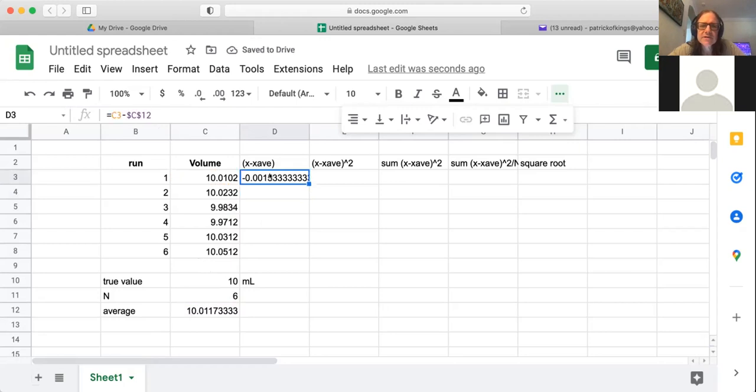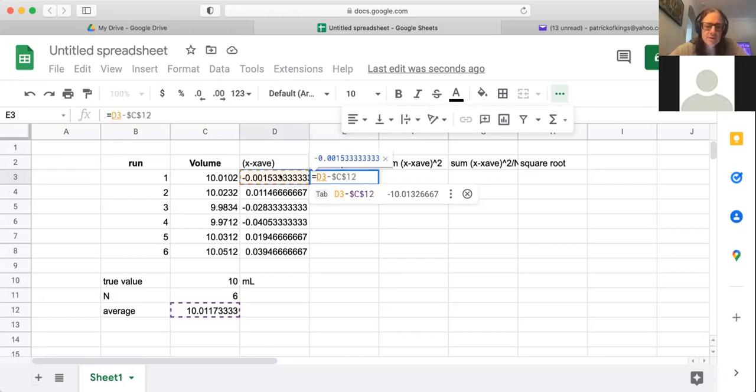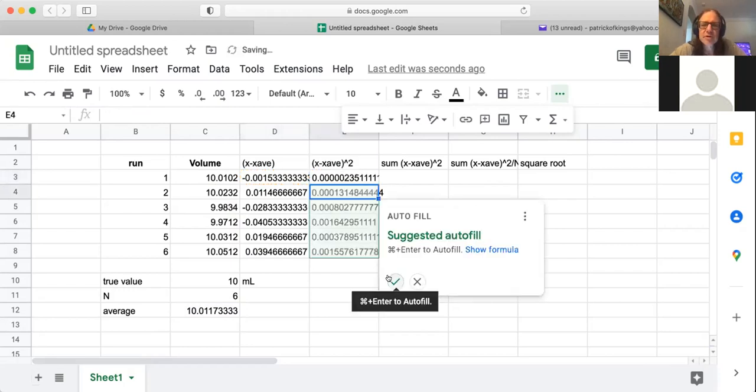Okay, now it didn't give me the autofill option. So what I'm going to do is come over here and fill that down. And now it's taking each of these minus that one. Okay, now we just want to square it. So equal sign, that's how you tell it to do a function. Click on your cell and then hit caret 2. Okay, that's called a caret, that little hat. Sometimes people call it a hat. If you do that, that's saying take what's in D3 in that cell and square it. Boom, now you can do your autofill.